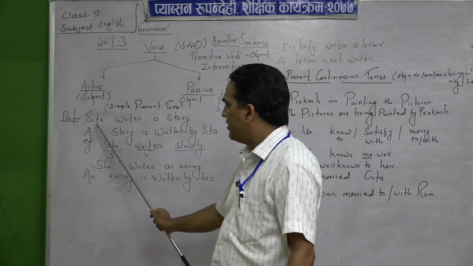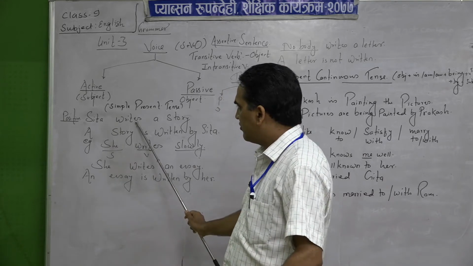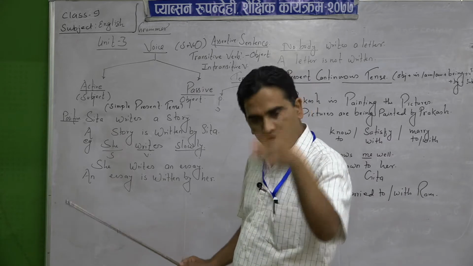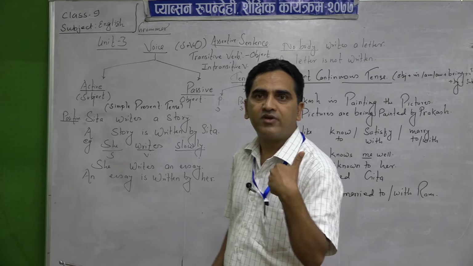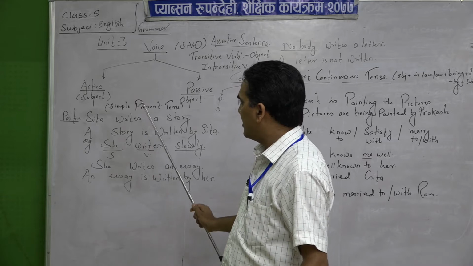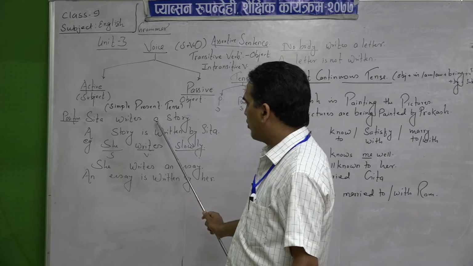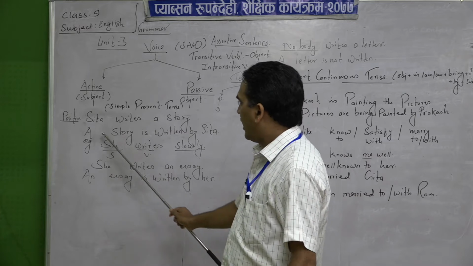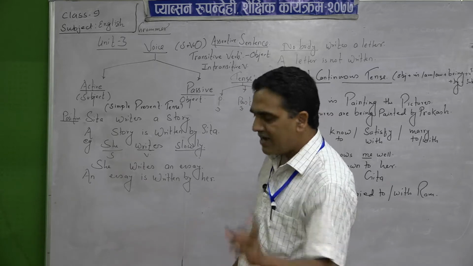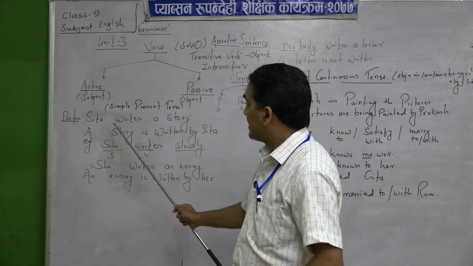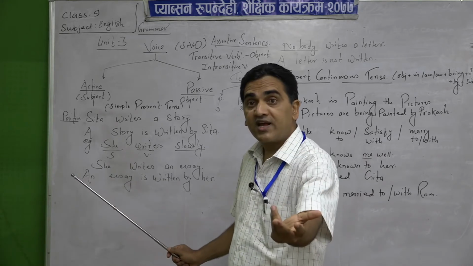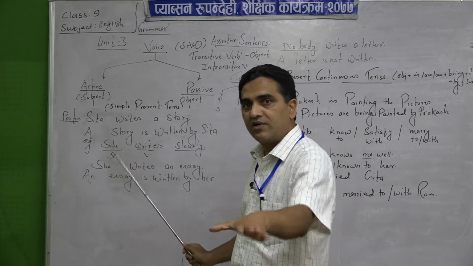First you have to identify whether the subject is there or not in the sentence, and in which form the verb is: present tense, past tense, future tense, present perfect, past perfect, present continuous. Here it is simple present. She writes a story. So here what we have to see: a story is written by Sita. My dear students, when the active is positive, the passive is also positive. When the active is negative, the passive is also negative. That I will tell you later.